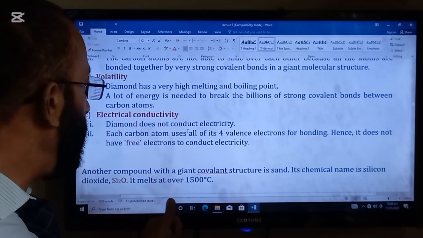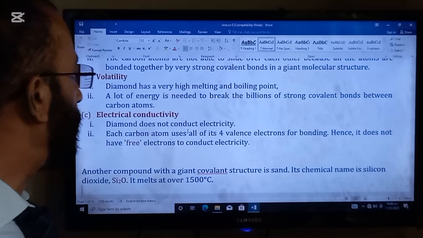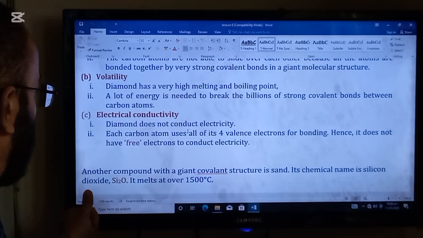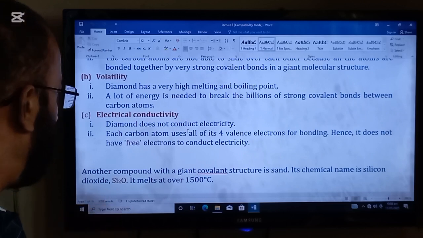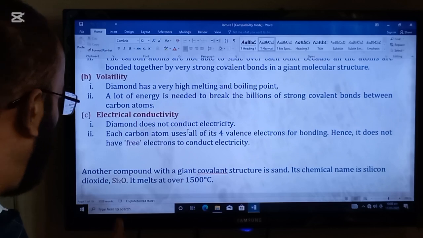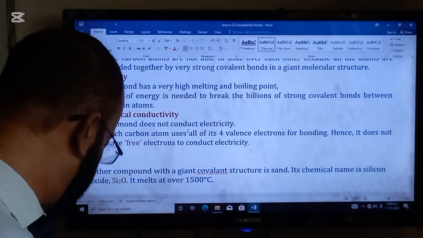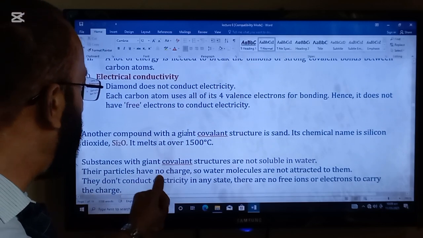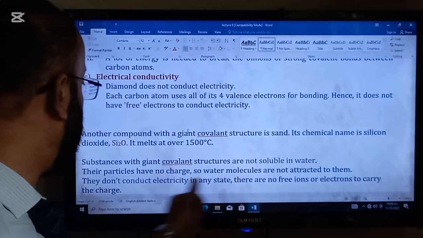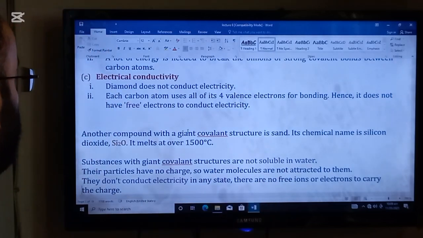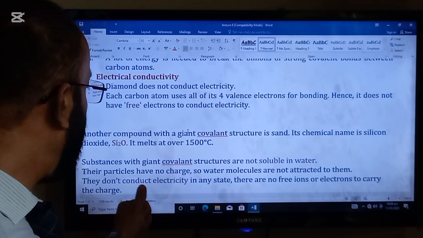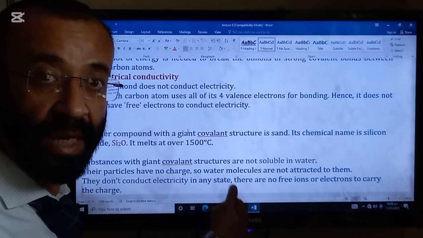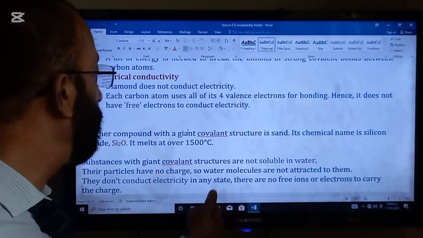Another compound with a giant covalent structure is sand. Its chemical name is silicon dioxide. Formula is SiO2. It melts at over 1500 degrees C. Substances with giant covalent structures are not soluble in water. Very important point. Their particles have no charge, so water molecules are not attracted to them. This is the reason why giant molecular structures are not soluble in water.